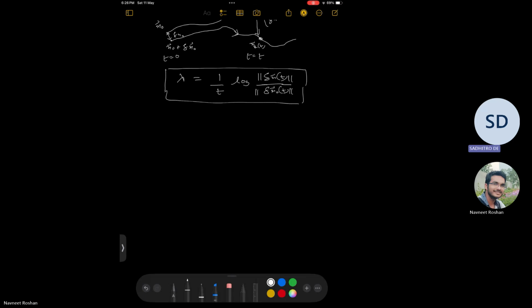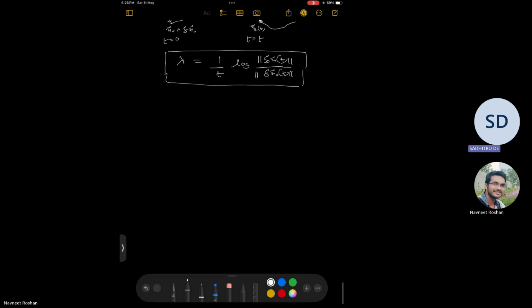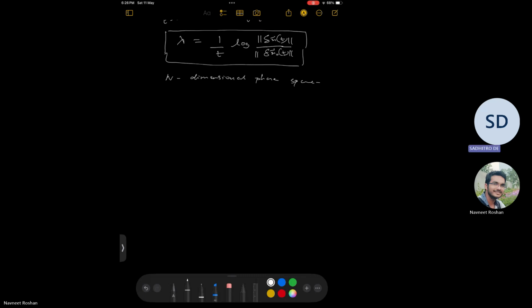A few things to note about this: the number of Lyapunov exponents in the system is equal to the number of phase space dimensions. So if I have an n-dimensional phase space, then the Lyapunov exponents are lambda 1, lambda 2, all the way up to lambda n. So there are n Lyapunov exponents in such a system.